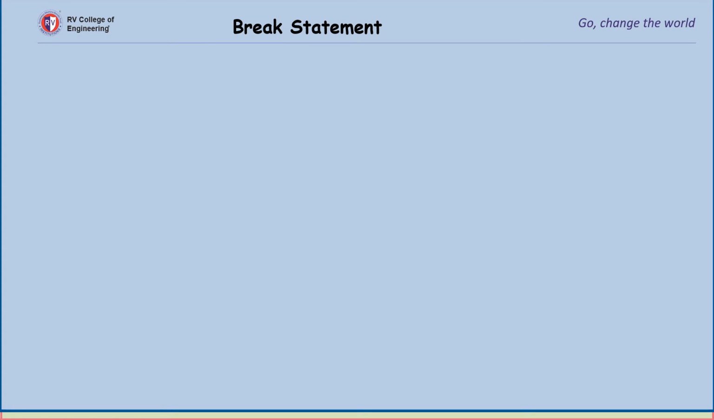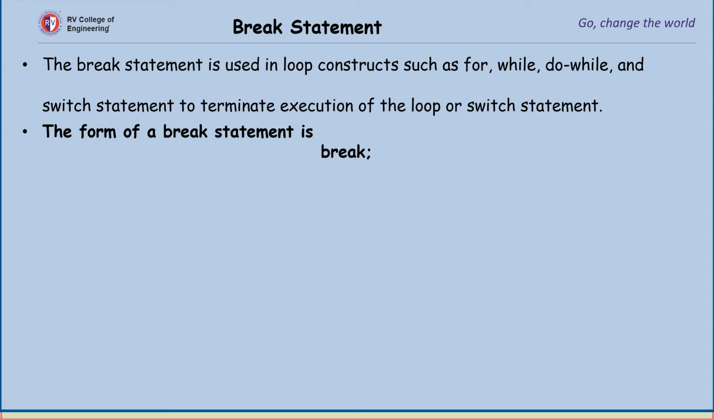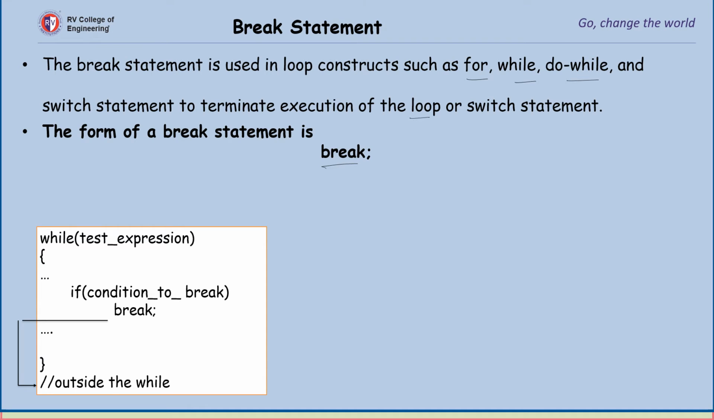The second one is the break statement. This is used in loop constructs like for, while, or do while, to terminate the execution of the current loop. The syntax for this statement is break, all written in small case. Now if you have a break inside a while loop, it brings the control outside the while.